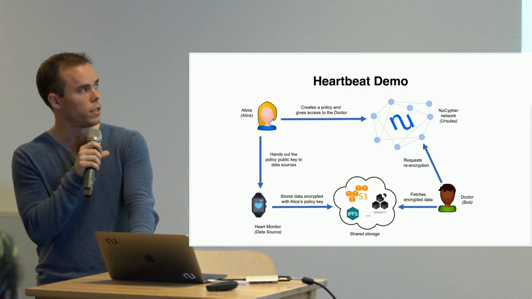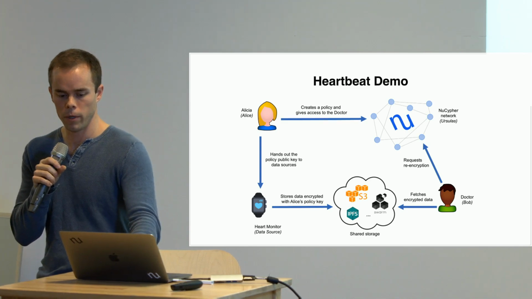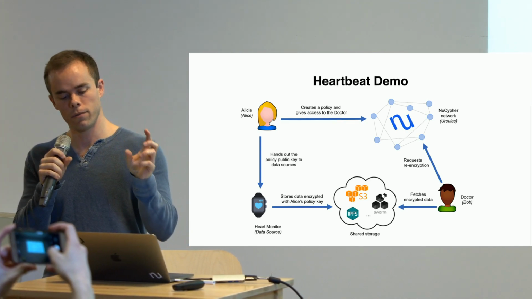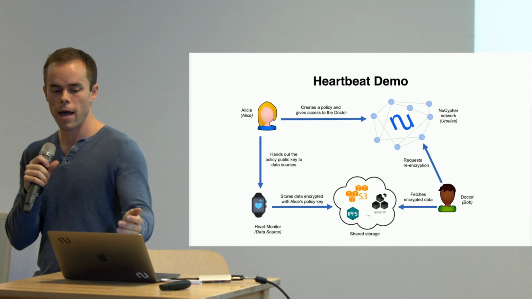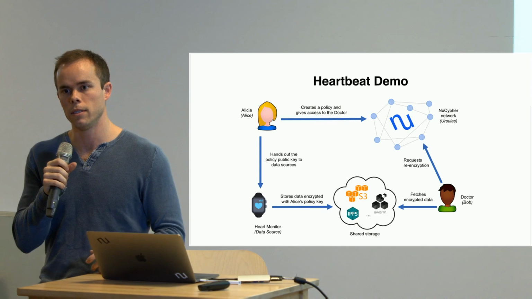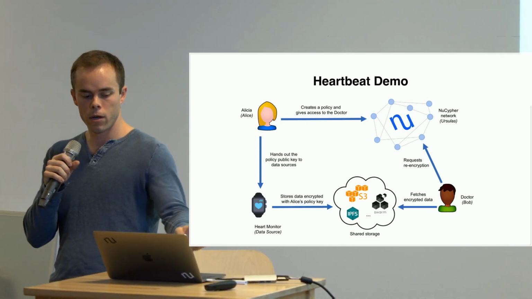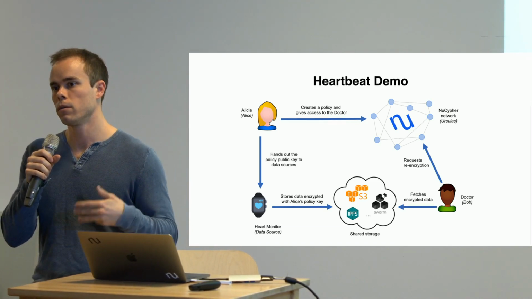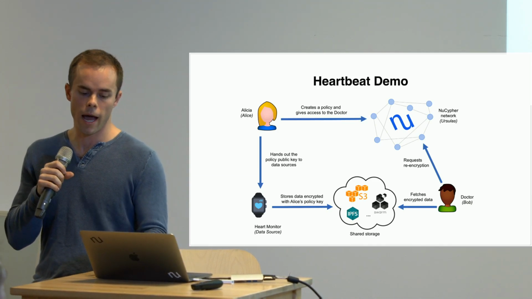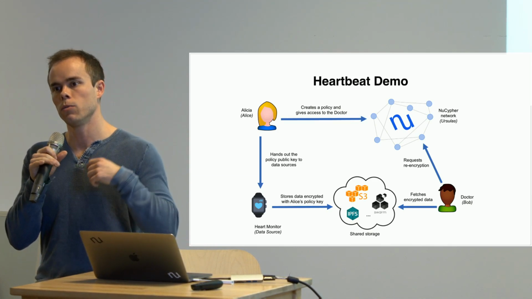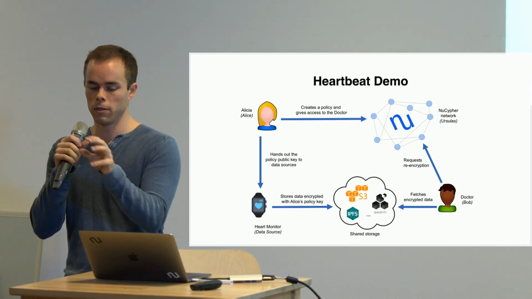So now I'll jump into a demo to illustrate how this all works. We have this heartbeat demo that I think does a pretty good job of very explicitly delineating all these different characters in the network. So we have, in this case, Alice, who is the data or the policy owner. We have an Enrico, which is this heart monitor that's producing data on Alice's behalf and encrypting under Alice's key. And we have a Dr. Bob, who Alice will decide to share data with. And we also have the NuCypher network, which consists of a bunch of these Ursula nodes.